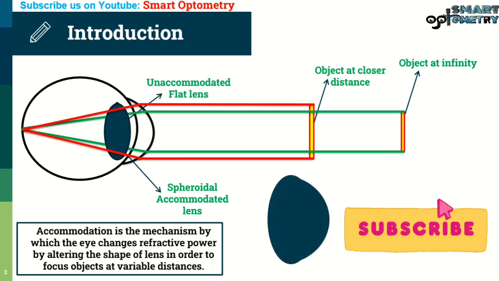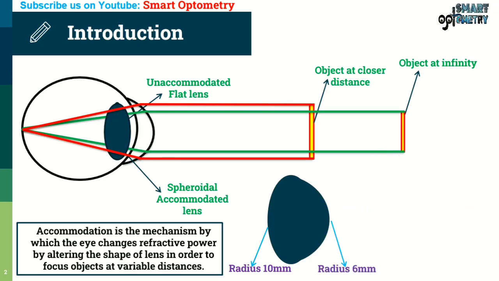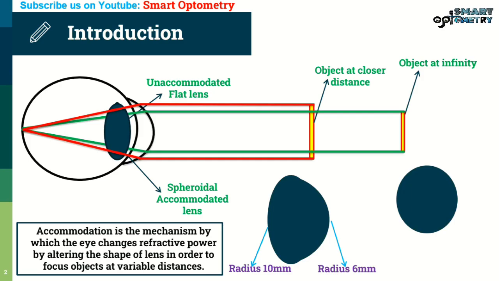At rest, the radius of curvature of the anterior surface of the lens is 10 mm and that of the posterior surface is 6 mm. During accommodation, the curvature of the posterior surface remains almost the same, but the radius of the anterior surface changes to 6 mm.